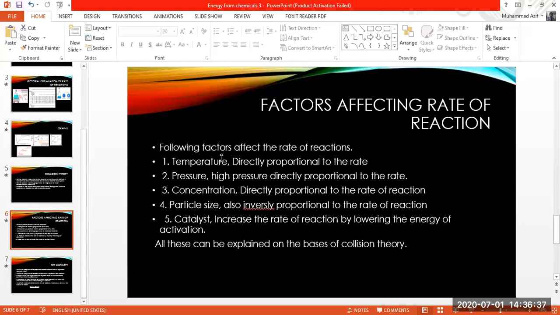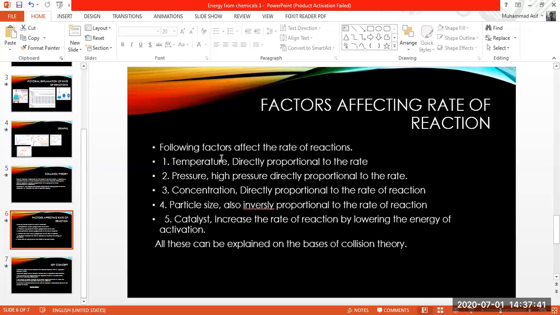Third one, concentration. Concentration means quantity of the substance present in a particular definite volume of solution. Concentration is directly proportional to the rate of reaction. For example, if we take two solutions, 1 molar and 2 molar, it means that in the 2 molar solution, double quantity of solute is present. So as the number of particles is increased in the 2 molar solution, the rate of reaction will also become double as compared to the 1 molar solution. If we increase the concentration, rate of reaction will become fast. If we decrease the concentration, reaction will slow down.